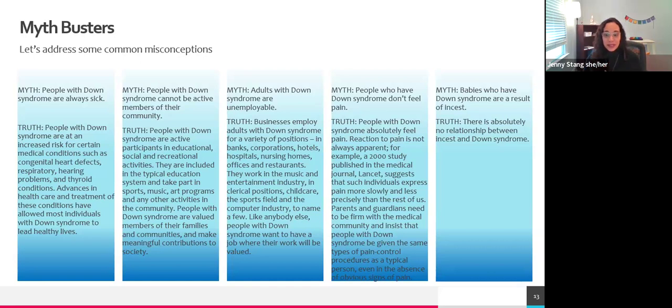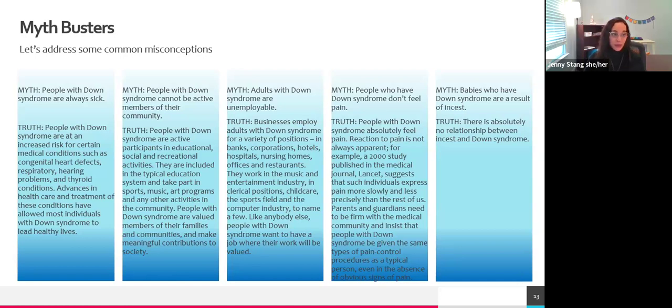So parents and guardians need to be firm with the medical community and insist that people with Down syndrome be given the same types of pain protocol and procedures as a typical person, even in the absence of obvious signs of pain, okay? So they aren't pain-free. It's just a different experience, okay? Different expression of pain.